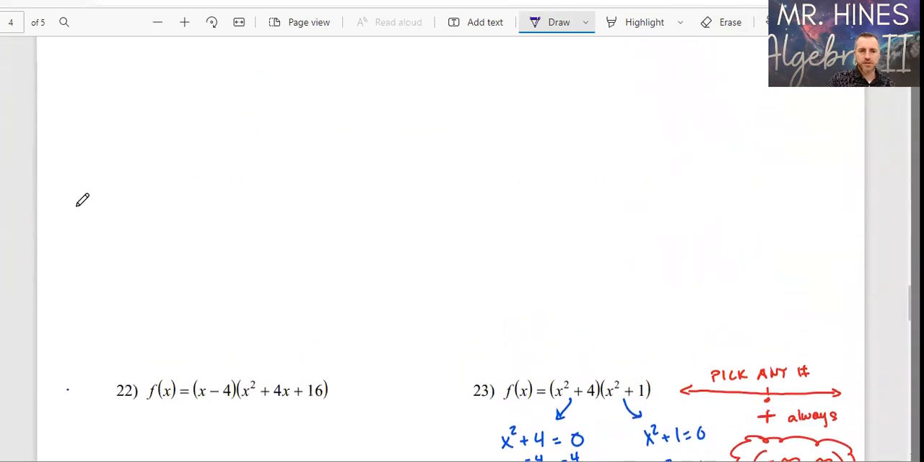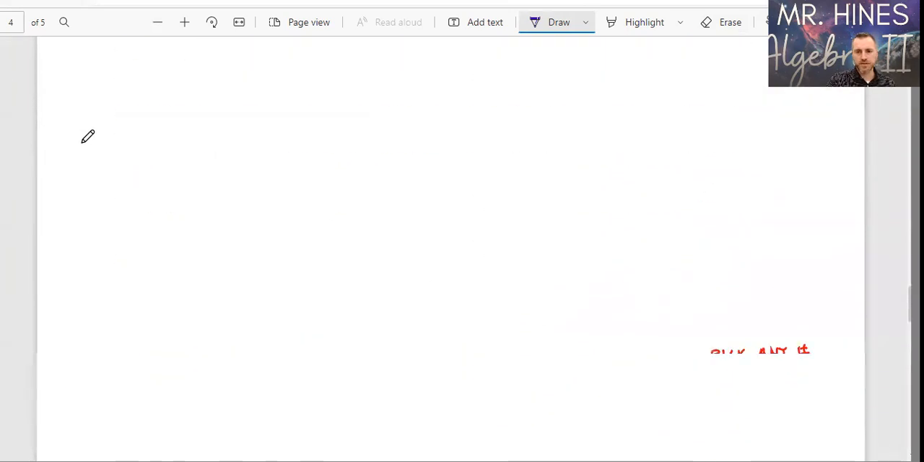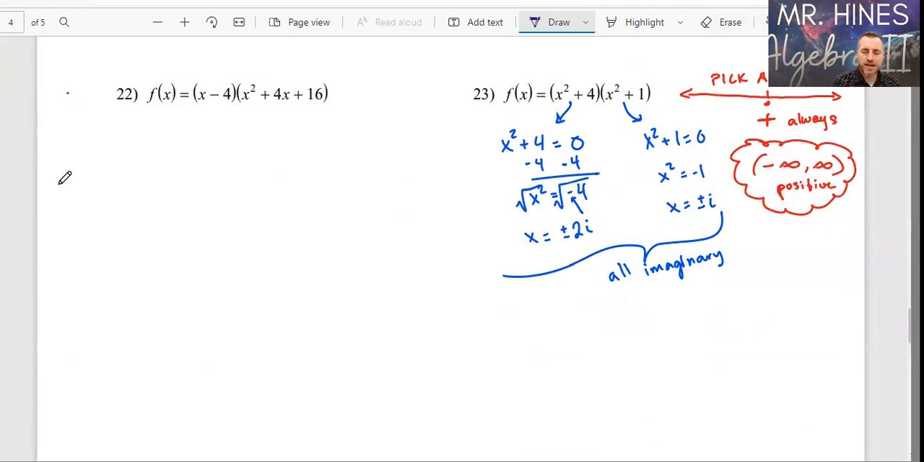So the thing that we're trying to do with 22 says determine which intervals it's positive and negative. So this has to do with characteristics of the graph and what the graph is going to look like. But instead of looking at the picture, we're looking at the function that gives us that picture. So the one thing that you need to find is you need to find the zeros, okay?